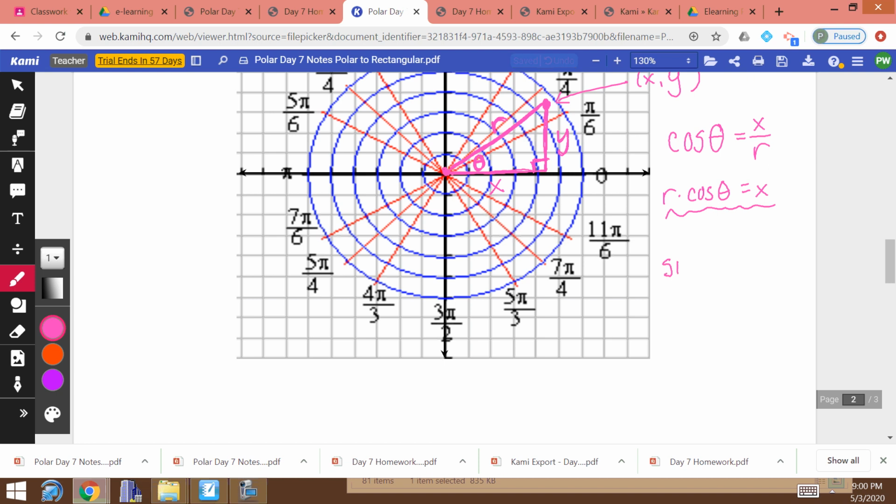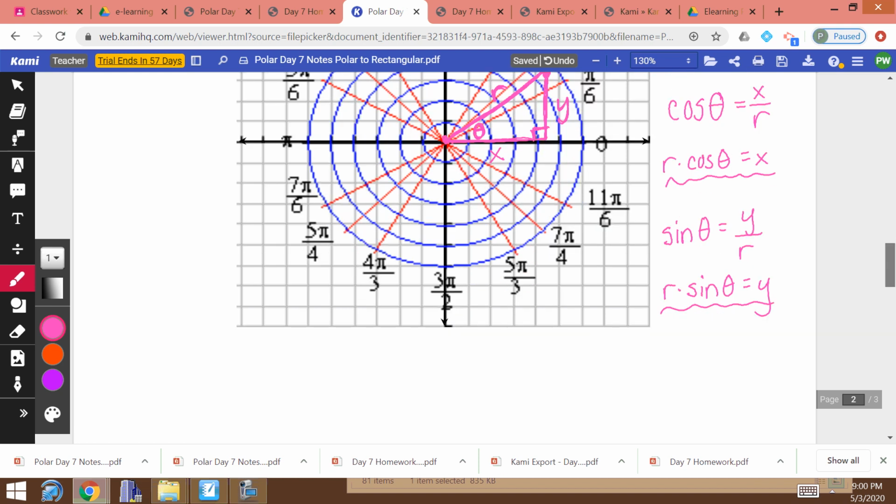We can do the same thing with sine. So the sine, though, we know is the opposite over hypotenuse, or y over r. So again, if we multiply both sides by r, we get r times the sine of theta is equal to y. Again, this one's going to be super important moving forward here.